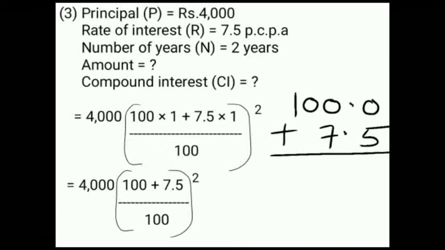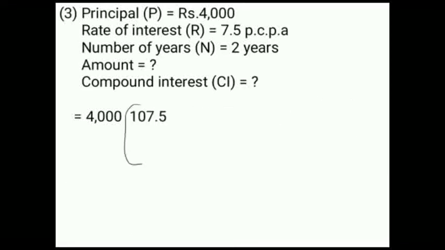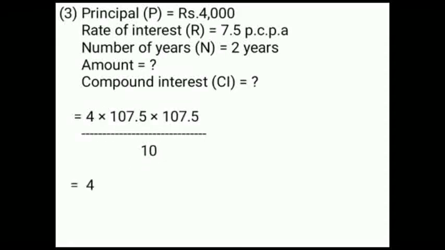Zero plus 5 is 5. 0 plus 7 is 7. 1 plus 0 is 1. So after adding 100.0 plus 7.5, I am getting the answer 107.5. That is equal to 4000 in bracket 107.5 upon 100 bracket raised to 2. First I am multiplying this 107.5 square.